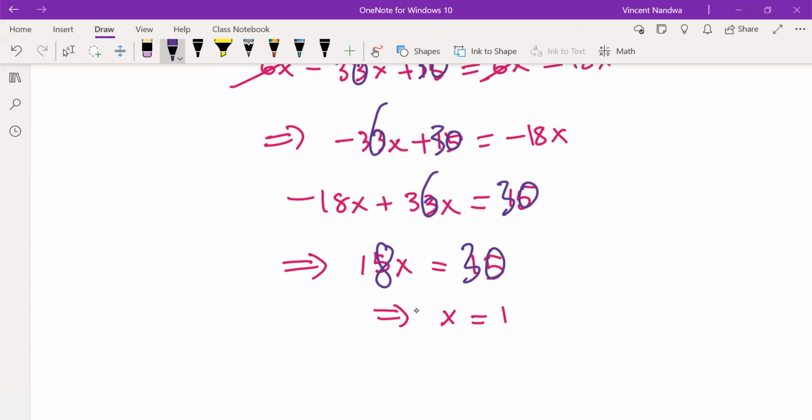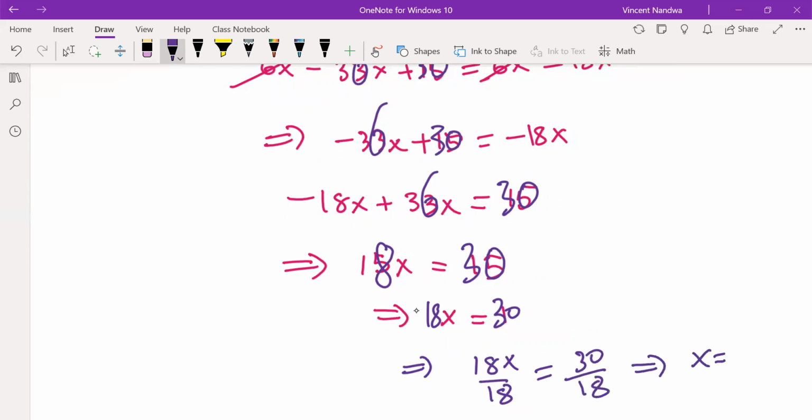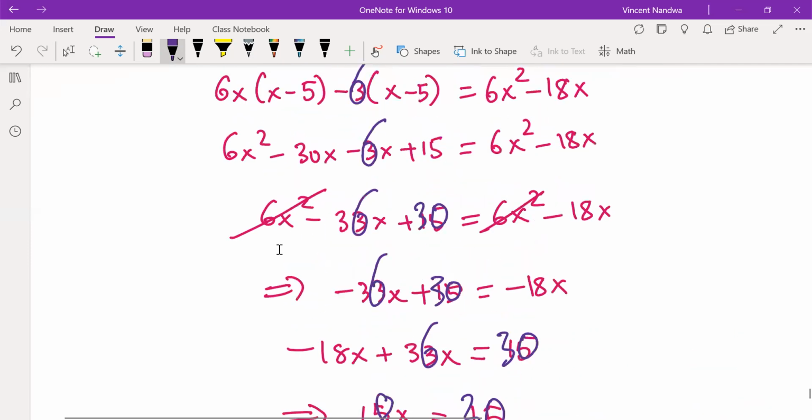And so 18x equals 30 implies we divide both sides by 18. So 30 over 18, which gives us x equals 30 over 18. And when you work out 30 over 18, you get the answer to be 5 over 3. And so now we can check with x equals 5 over 3.